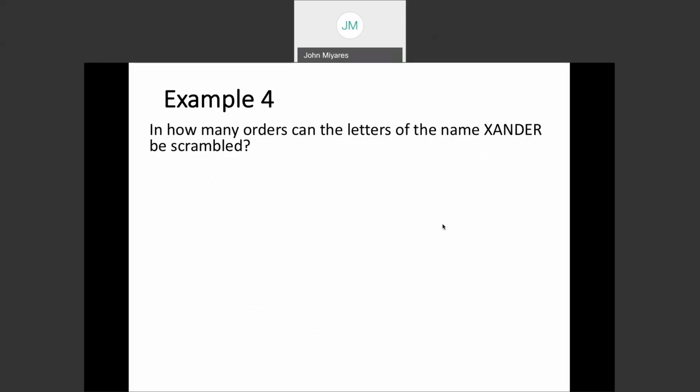Here's an interesting problem. In how many orders can the letters of the name Xander be scrambled? Well, when I'm talking about scrambling, I'm talking about rearranging the letters of the word Xander into another word like Randex or Andrex or Dexnar or something completely unpronounceable, or perhaps with the spelling that's a Canadian style, having an RE on the end instead of an ER. How many ways can this be done?